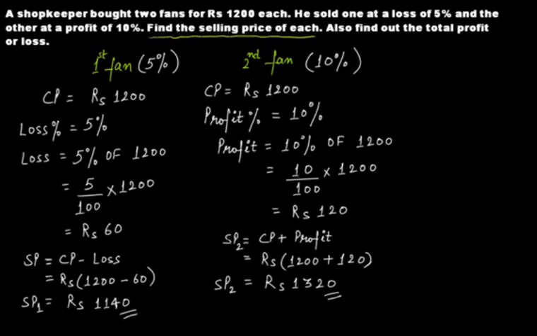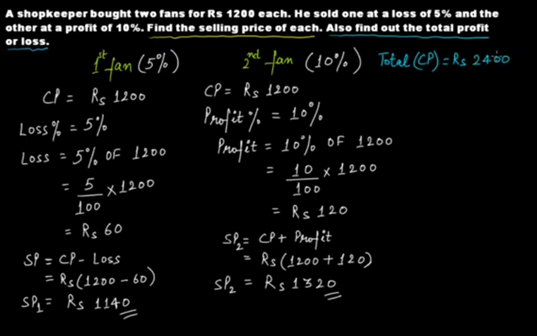The second part asks to also find out the total profit or loss. Now you have to calculate the total profit or loss. Okay, so the total cost price will be how much? Rupees 1200 plus rupees 1200, right? The two fans, the total cost price is rupees 1200 plus 1200, which means rupees 2400.